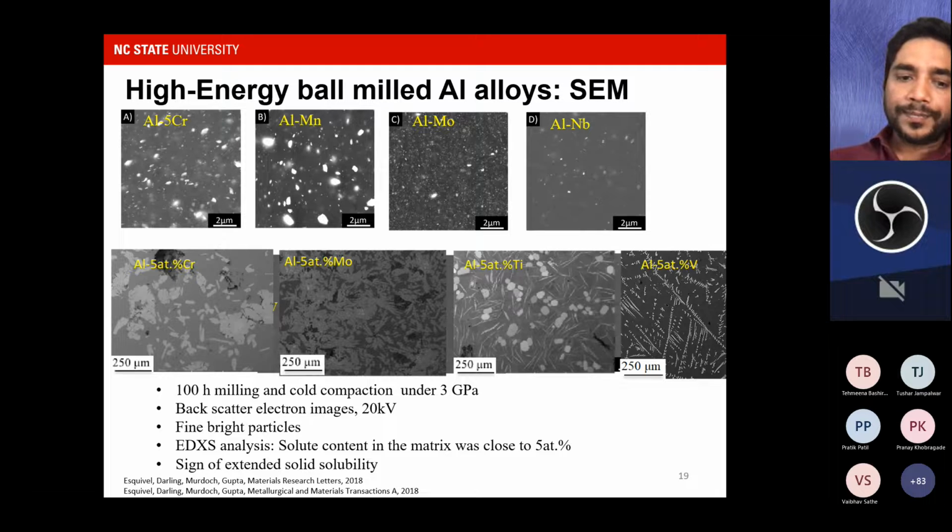So when we're doing this SEM, we saw really very good mixing of the solute elements. Now, if we do some X-ray diffraction analysis, we can really calculate what the grain size is and what the solubility of these is.